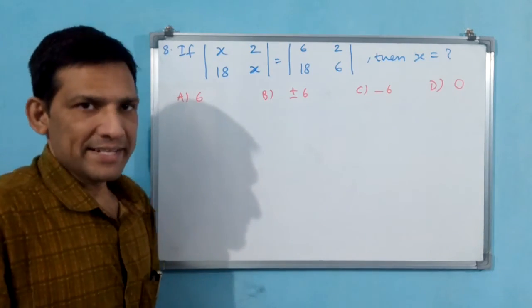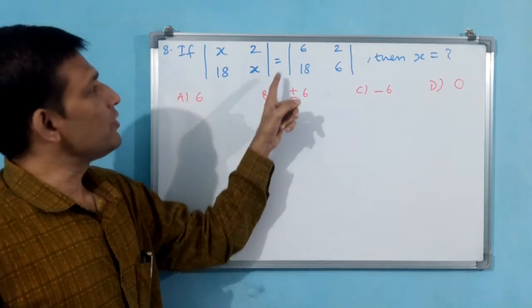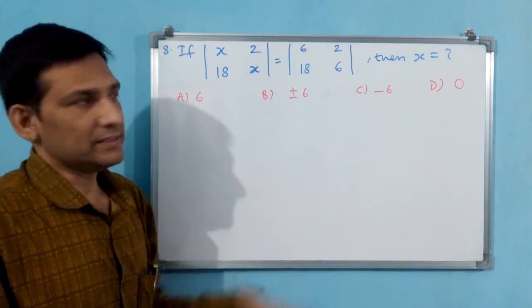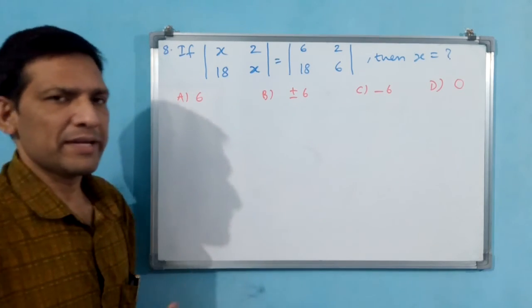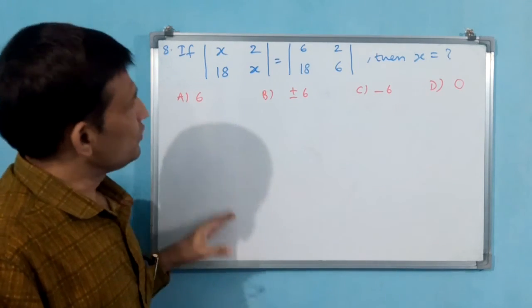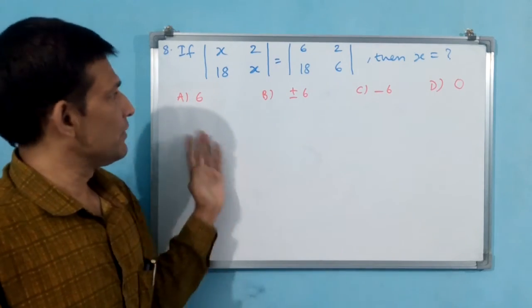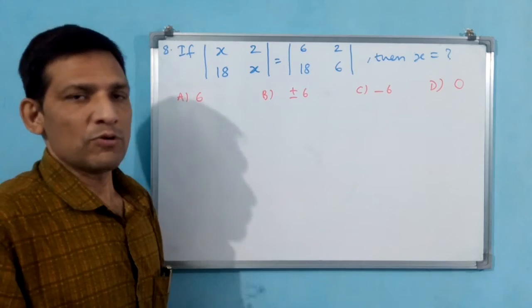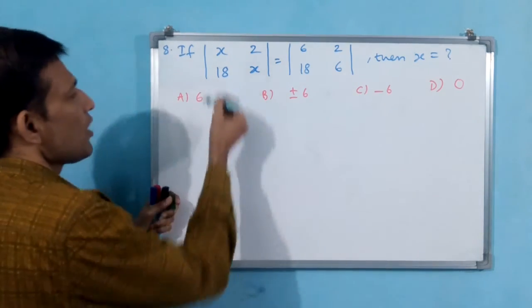See question number 8. If determinant x 6 18 x is equal to determinant 6 6 18 6, then find x. Same like earlier 2 questions we have done. Same like only. Both you do, left side, right side, determinant you do and equate, then x value is going to come. Which one is x value? You have to put a tick mark. This is objective question. Okay, let us do it. You see how I am doing.